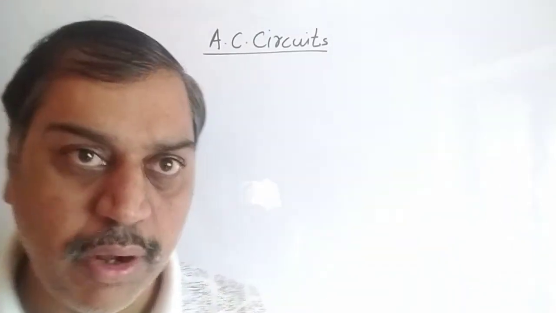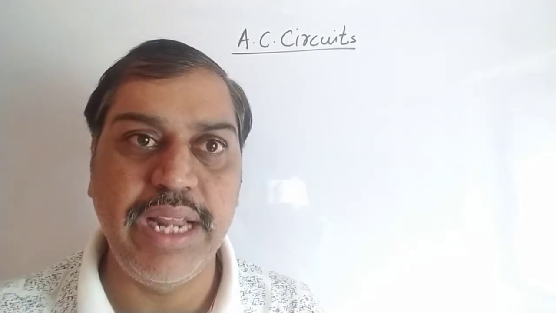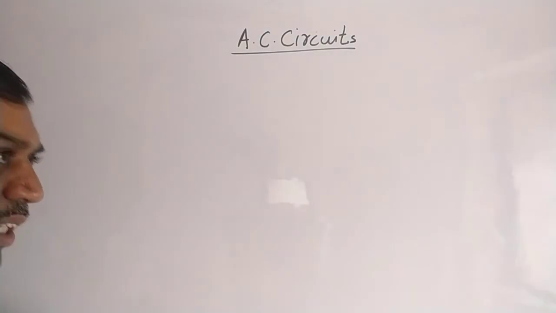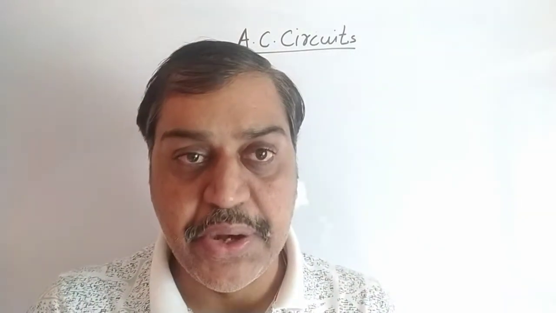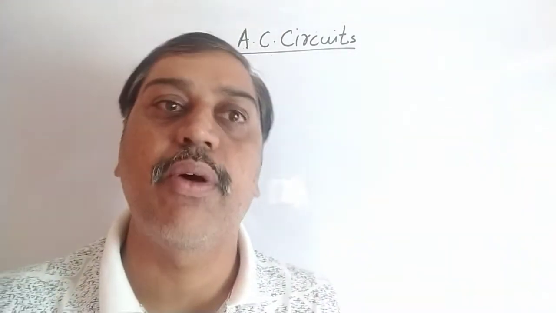AC means what? The signal which varies with time, that is said to be AC, alternatively changing. When current or voltage is continuously varying with time, then that type of current or voltage is said to be AC voltage or AC current.